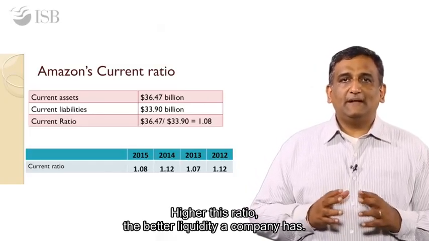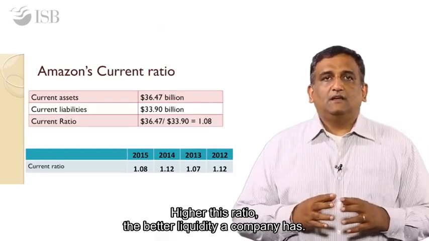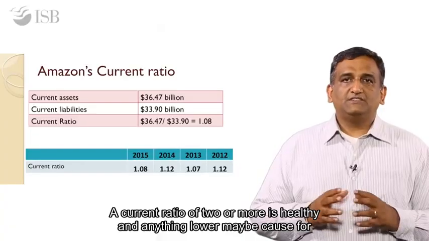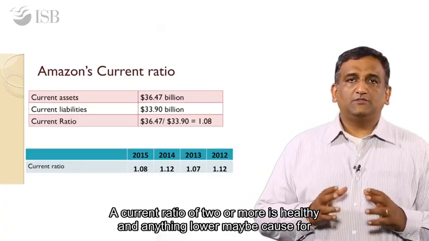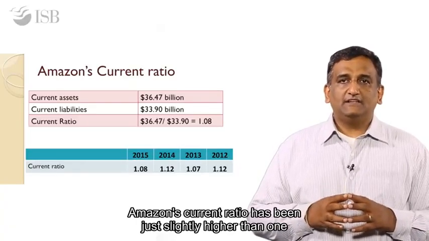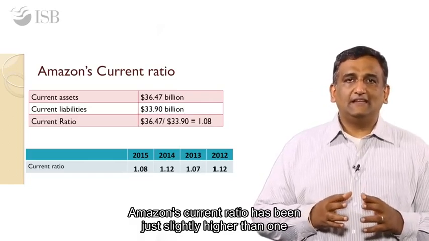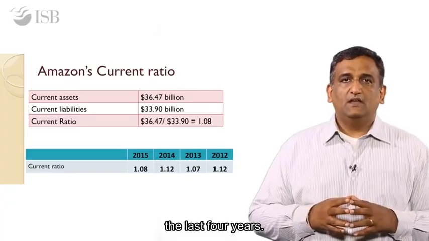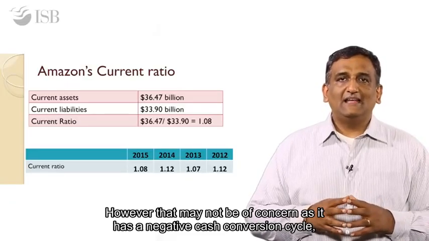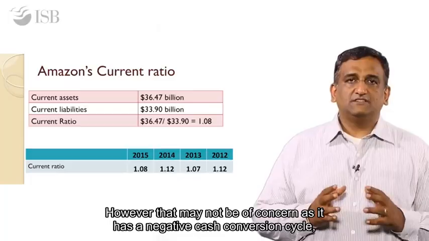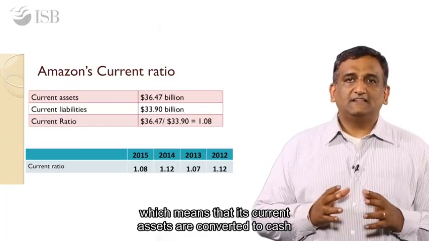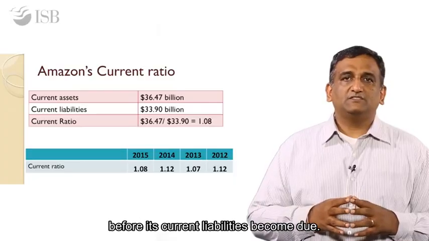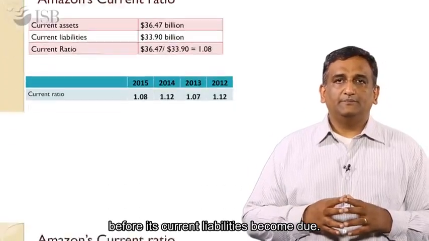The higher this ratio, the better liquidity a company has. A current ratio of 2 or more is healthy, and anything lower may be cause for concern. Amazon's current ratio has been just slightly higher than 1 the last 4 years. However, that may not be of concern as it has a negative cash conversion cycle, which means that its current assets are converted to cash before its current liabilities become due.